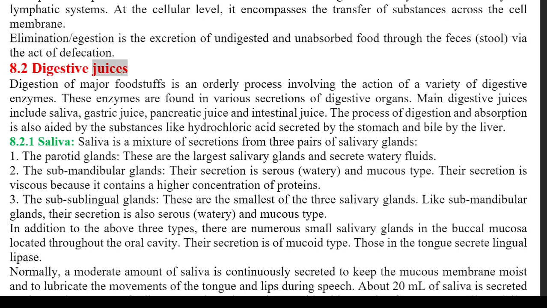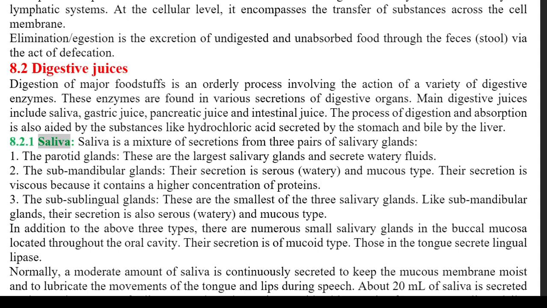8.2 Digestive juices. Digestion of major foodstuffs is an orderly process involving the action of a variety of digestive enzymes. These enzymes are found in various secretions of digestive organs. Main digestive juices include saliva, gastric juice, pancreatic juice, and intestinal juice. The process of digestion and absorption is also aided by substances like hydrochloric acid secreted by the stomach and bile by the liver.